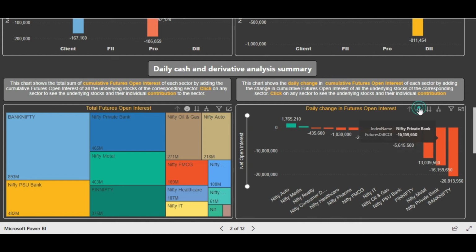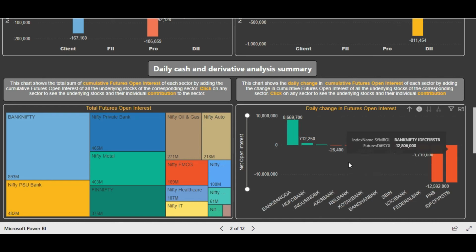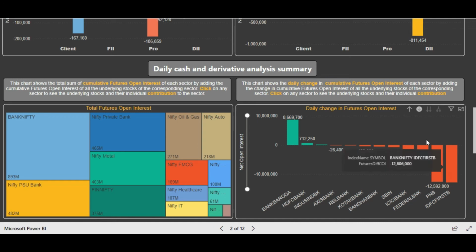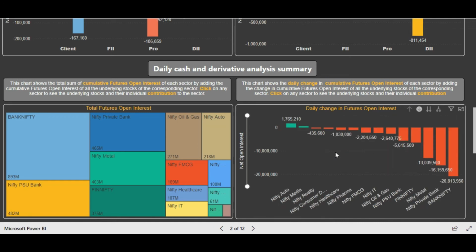We want to see what actually happened, so we can click on this particular drill down button and again select Bank Nifty. Now you can see overall what actually happened in Bank Nifty. You can see in Bank of Baroda mainly the futures positions were added. Still, we need to see whether these were long positions or short positions, based on whether the Bank of Baroda price was down or up today. If it was down, it means new short positions have been added. Similarly, you can see the other symbols too. Now if we go up, we are back to the original graph and we can see the sectors.